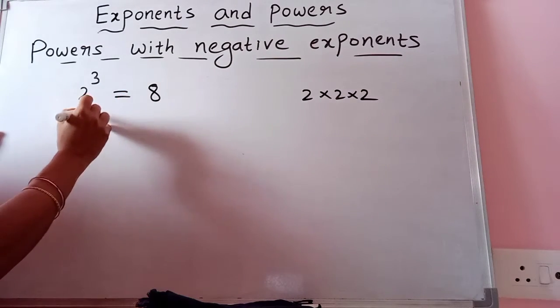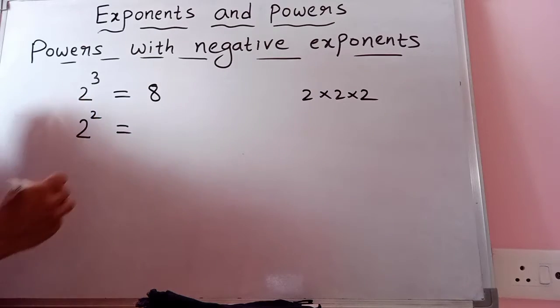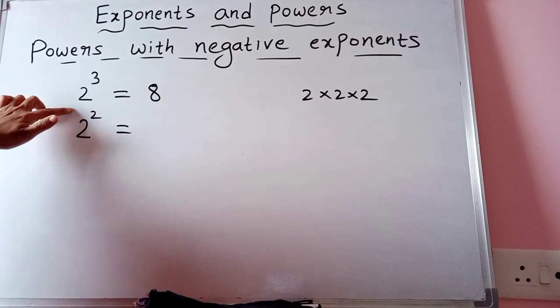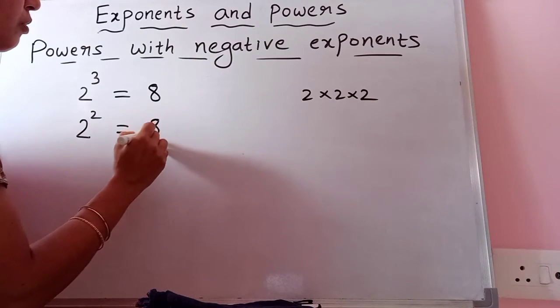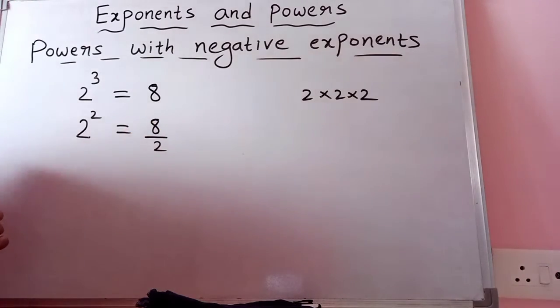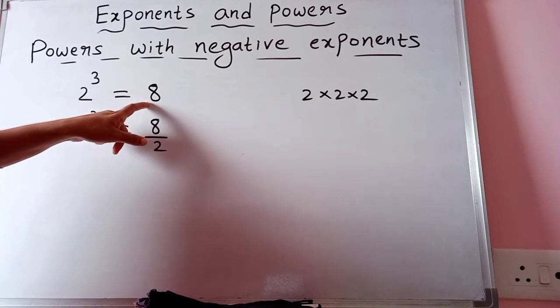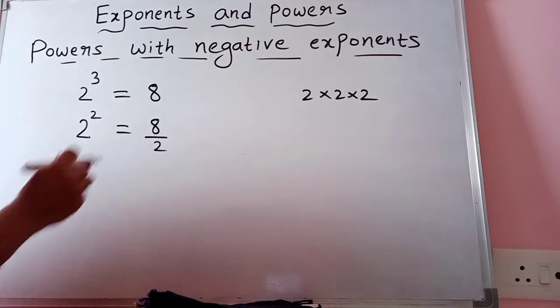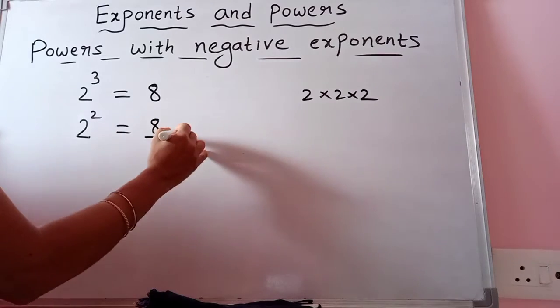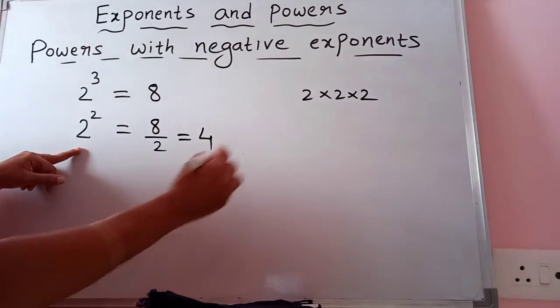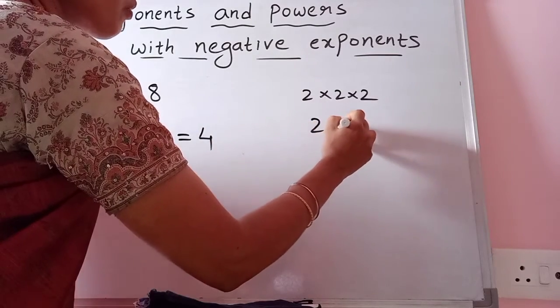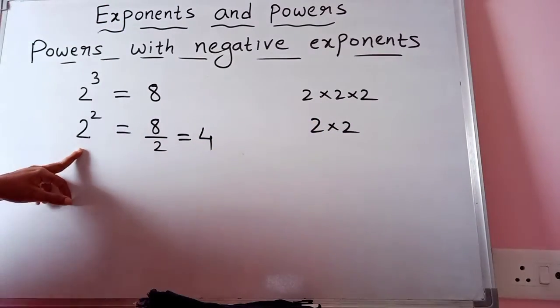If I decrease the exponent by 1, that is 2 to the power of 2, then from the result also I am dividing by 2. 2 cubed value is 8, now I am dividing by 2, why? Because the exponent is reduced by 1. Now 8 by 2 value is 4. 2 to the power of 2, or 2 squared, value is 2 into 2.